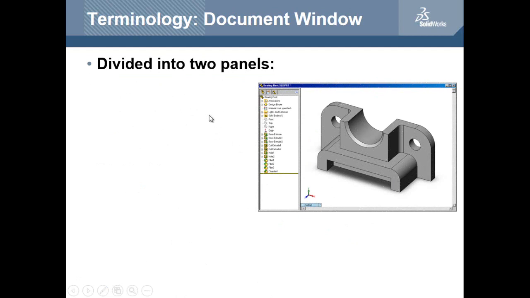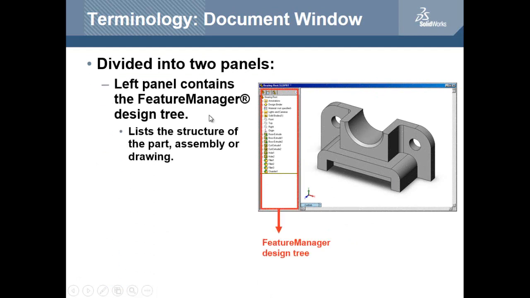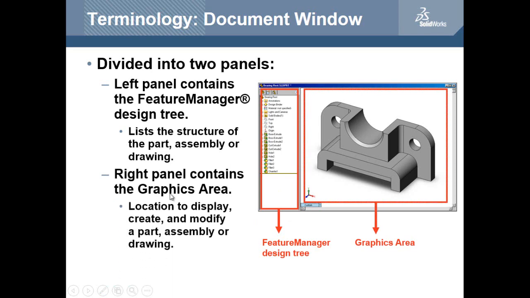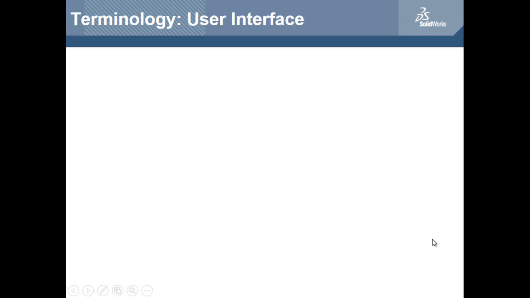Divide it into two panels. The left panel contains the feature manager or design tree. It lists the structure of the part, assembly, or drawing. This is the feature manager design tree. The right panel contains the graphics area, the location to display, create, or modify a part, assembly, or drawing.